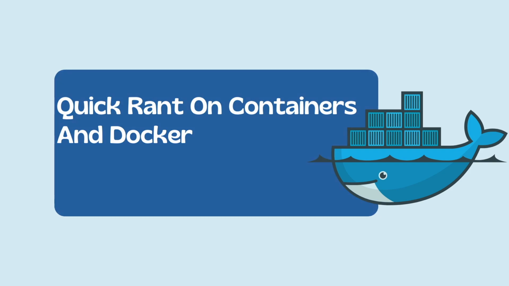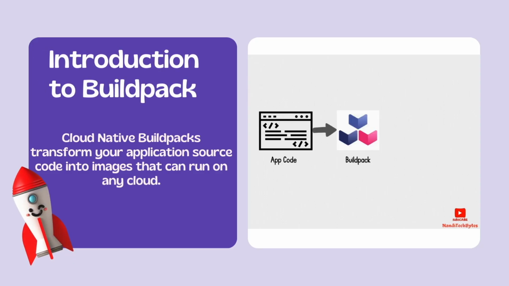Cloud Native Buildpacks are tools that transform your application source code into container images ready to run on any cloud platform. Essentially, they handle all the work behind the scenes to create reliable, production-ready images without a Dockerfile. This means buildpacks simplify containerization by focusing on your application, making it easier to deploy consistently across different environments.